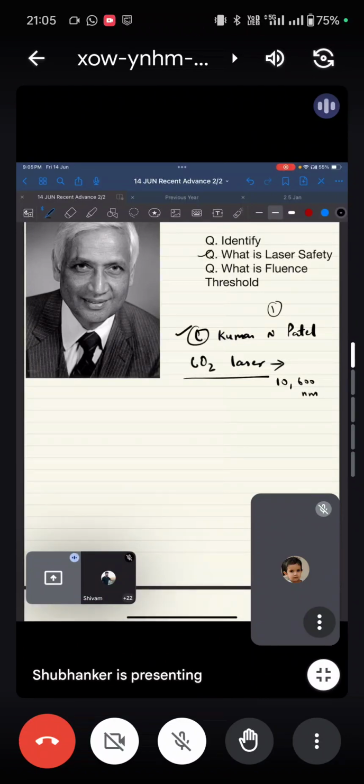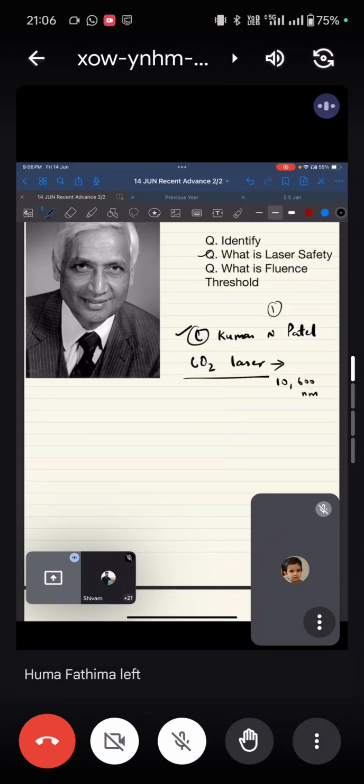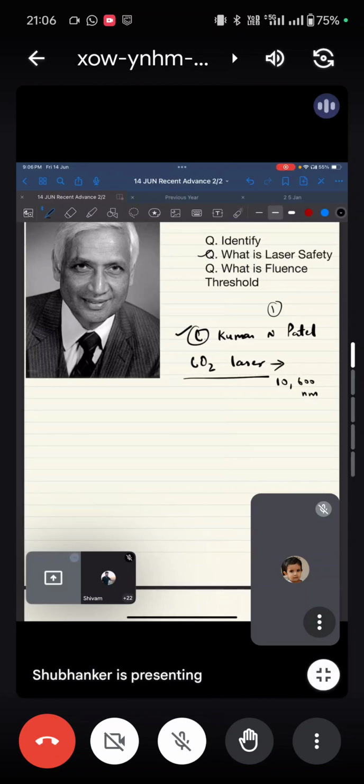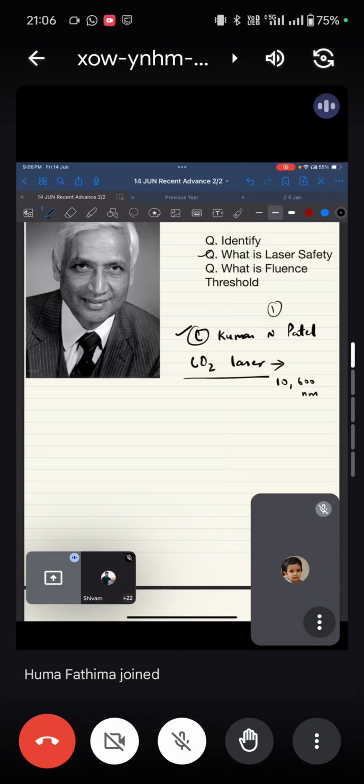So the second question comes: what do you mean by laser safety? All of us know that everything has something good or something bad associated with it. So lasers basically have lots of disadvantages associated with them. To overcome that, certain laser safety protocols have been laid out.